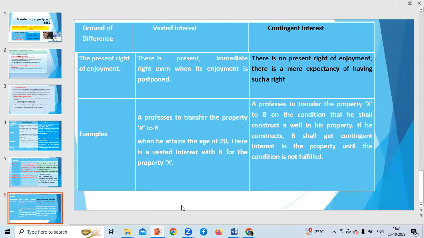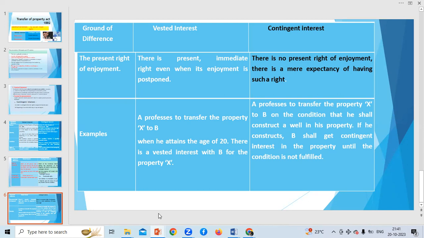So the next point on the ground of difference we'll discuss is the present right of enjoyment. In vested interest, there is a present immediate right even when its enjoyment is postponed. Very simple. In case of contingent interest, there is no present right of enjoyment. There is a mere expectancy of having such a right.